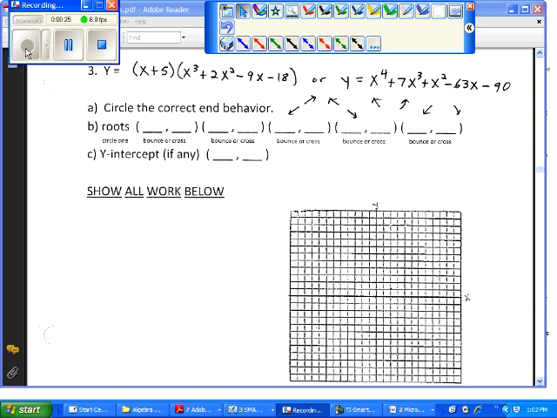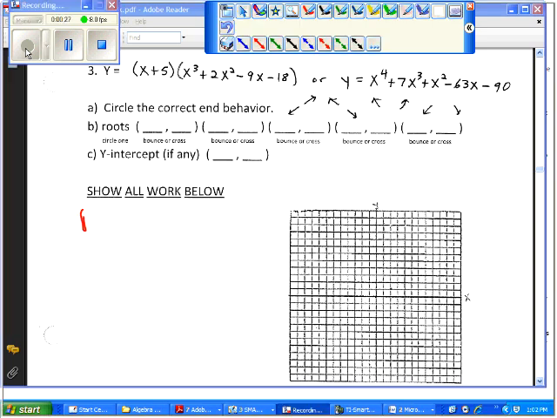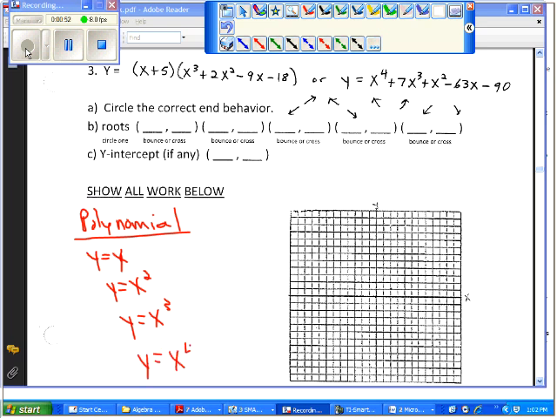Let me talk first a little bit about polynomial functions. First of all, poly means many, so we're talking about something with many terms or many pieces to it. Y equals x is the parent function of a line. Y equals x squared is the parent function of a quadratic. Y equals x cubed is the parent function of a cubic.